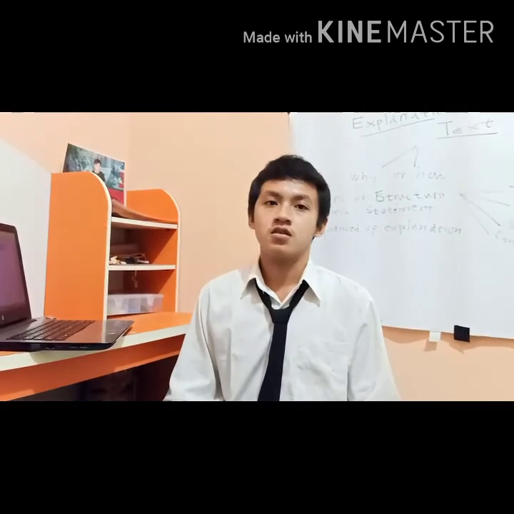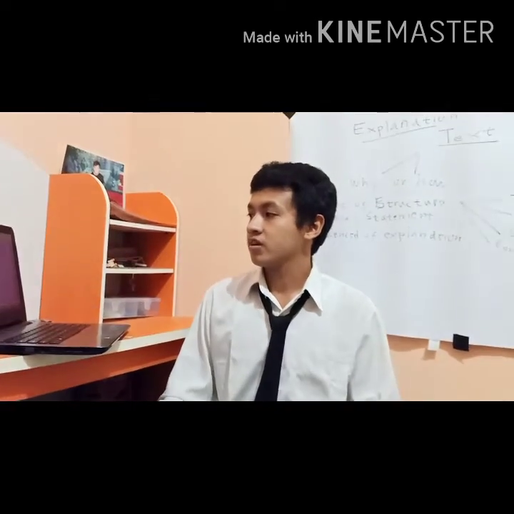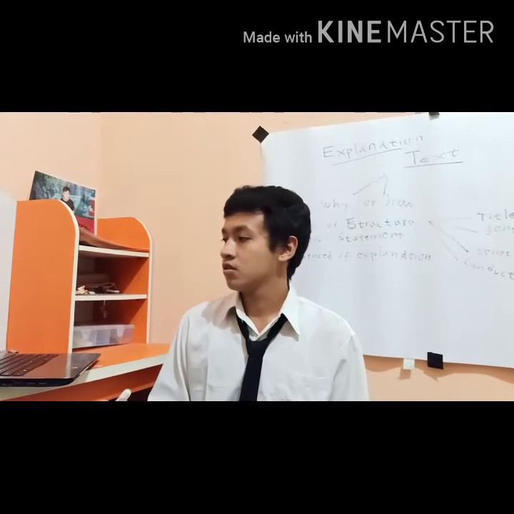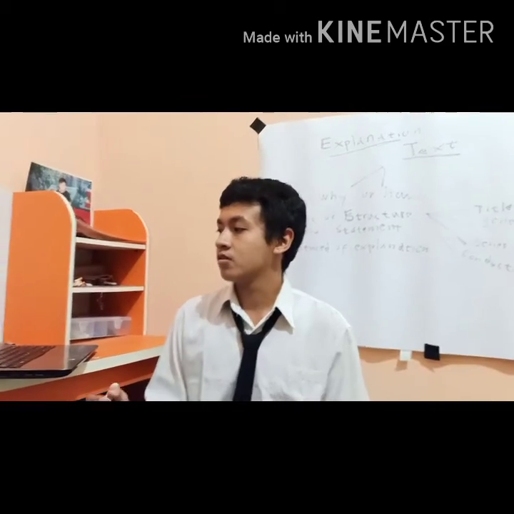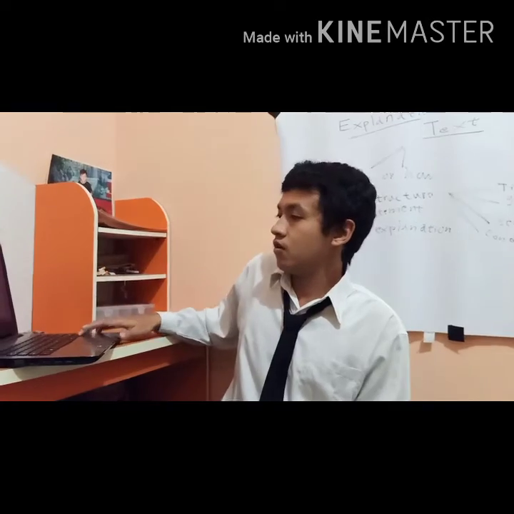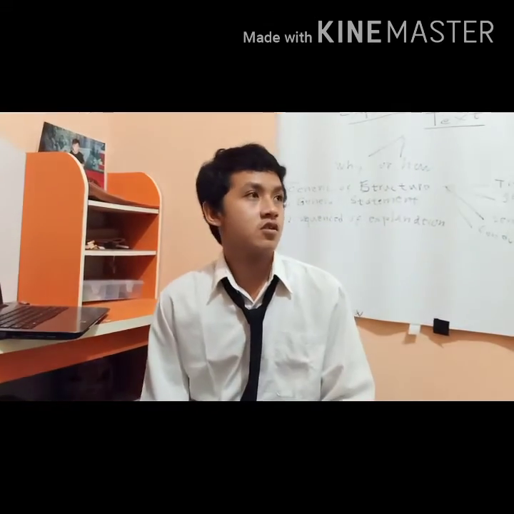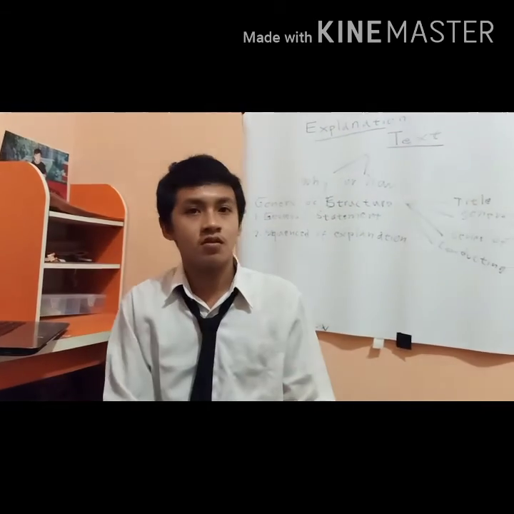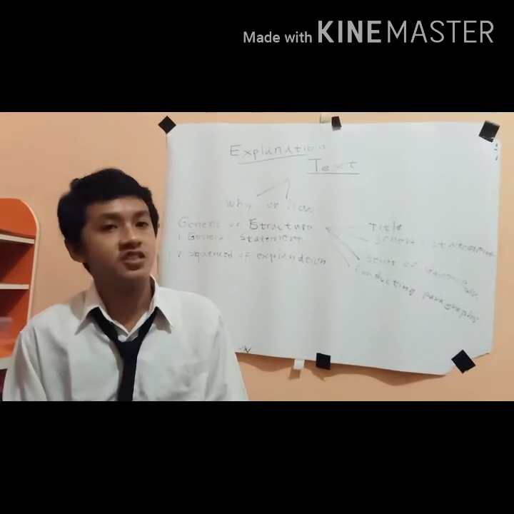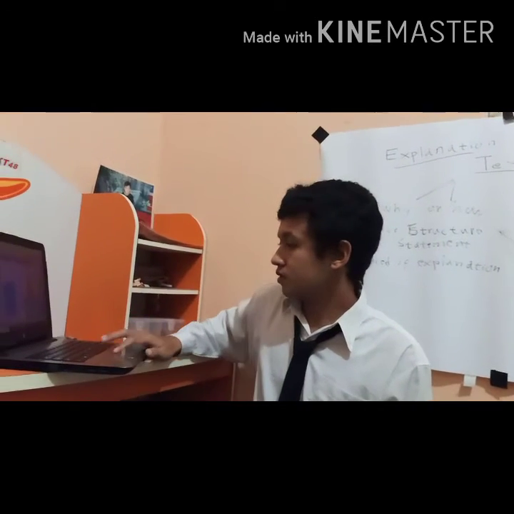When to use the explanation text. You can use an explanation text when you want to tell or explain how things work or why something happened. So if you want to write an explanation text, you must know the generic structure of explanation text, because if you do not know the generic structure, maybe you will have errors during the writing of explanation text.